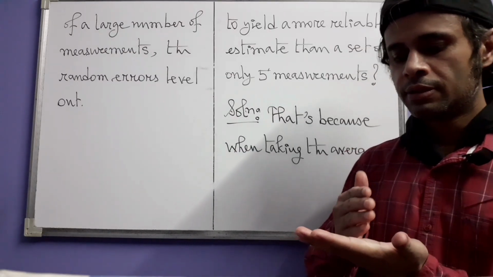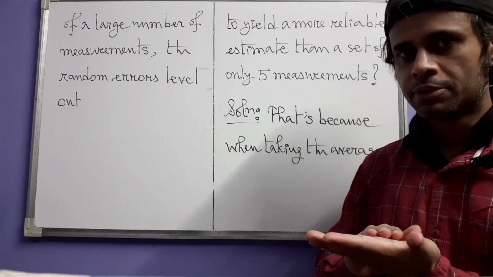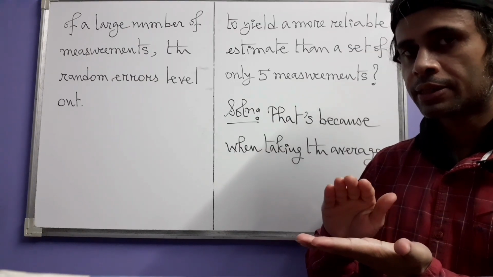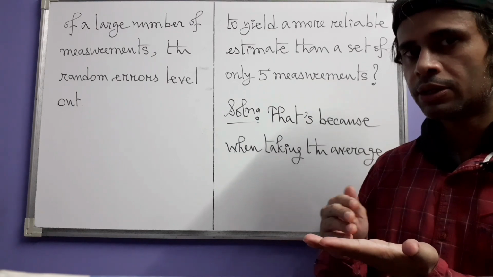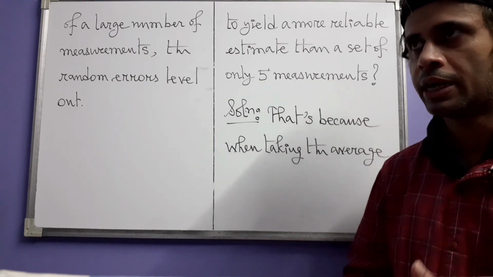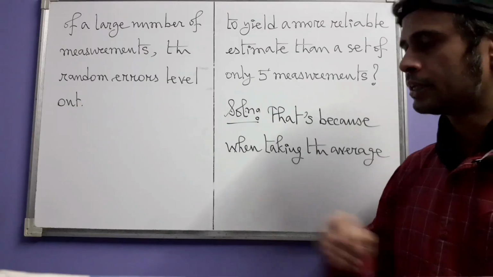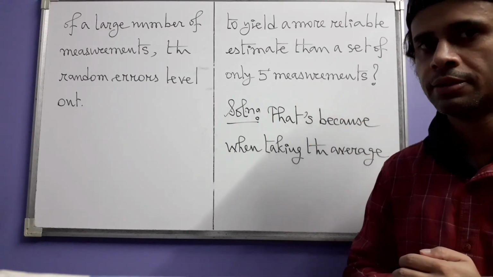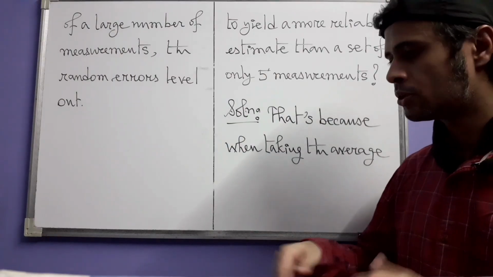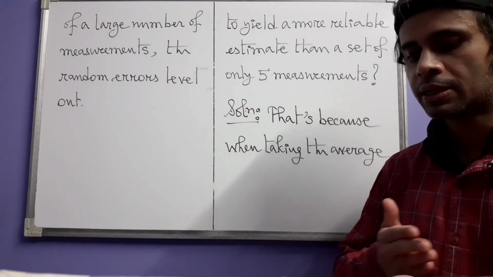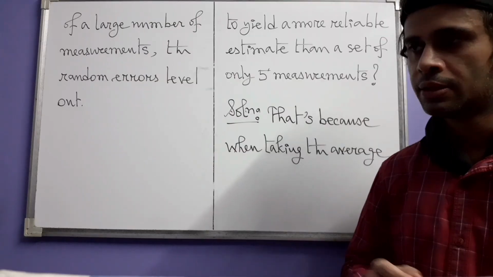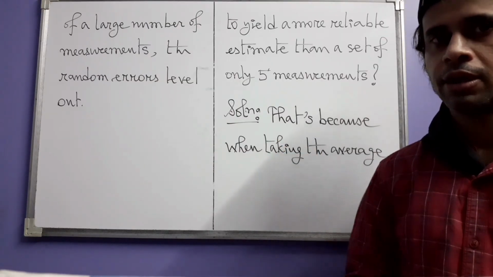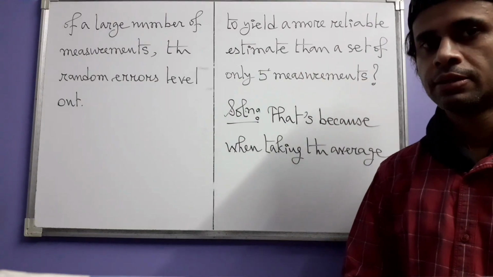So if you make a large number of measurements, it's as likely for you to go a bit higher than the actual value as it is to go a bit lower than the actual value, so that ultimately when you take the average, these highs and lows cancel each other. And that's how the more times you make a measurement and use that data to take the average, the more likely it is that you will be close to the actual value. So your estimate will be better. That is the reason.